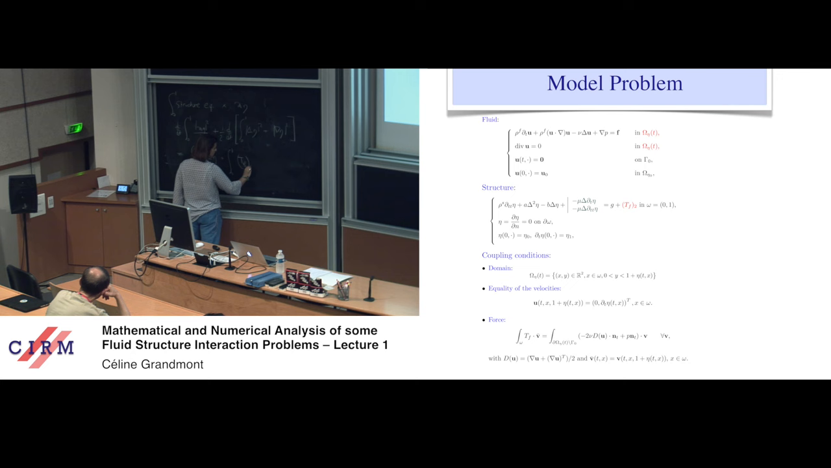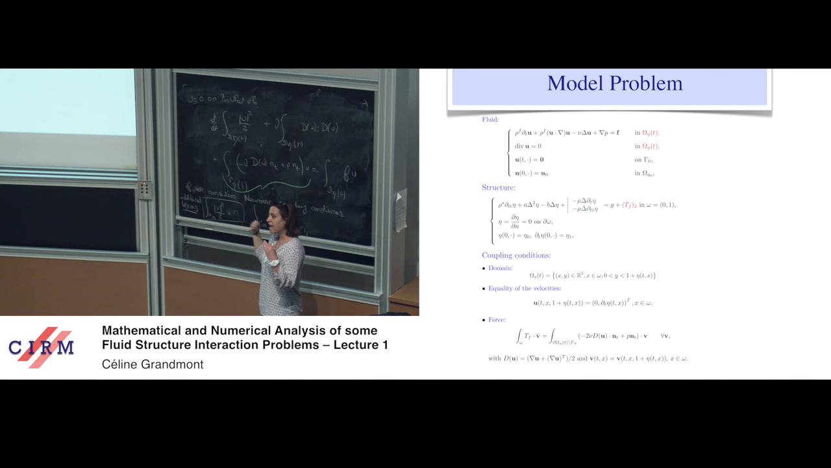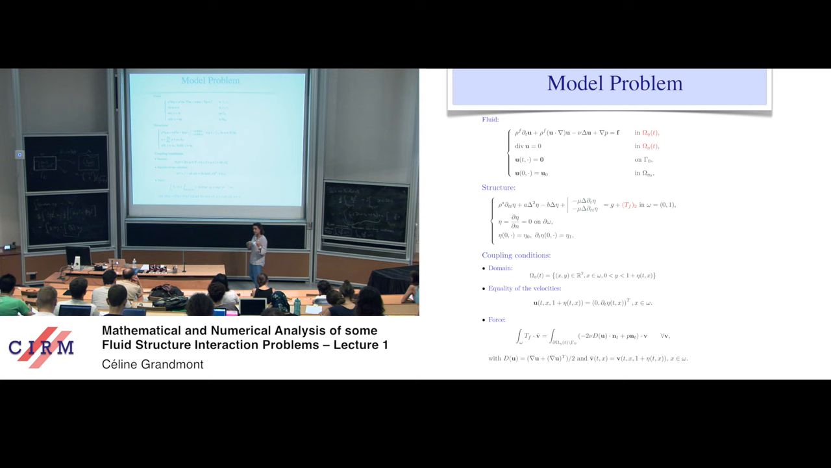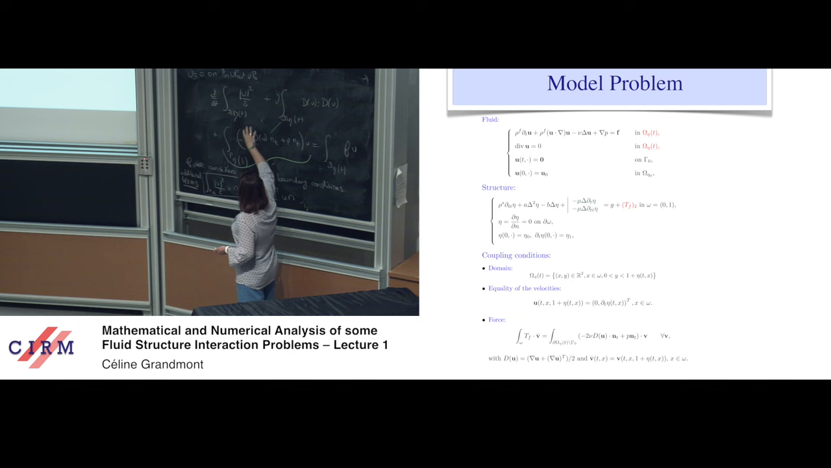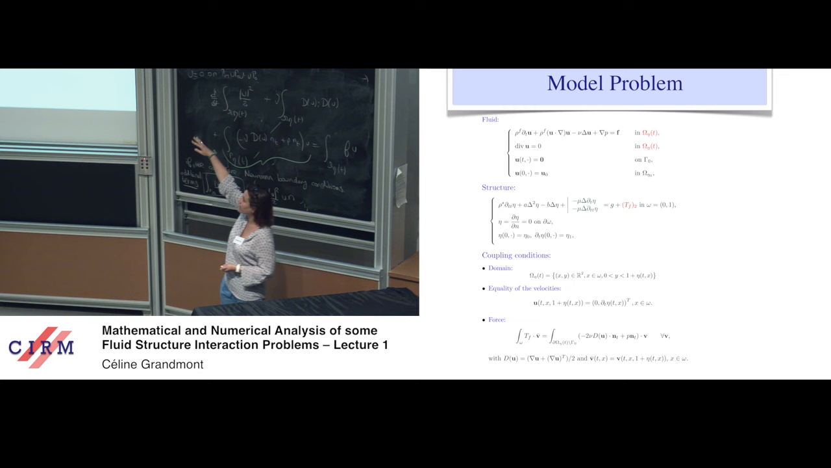And this term will exactly compensate the term coming from the fluid equation. So by adding the energy balance of the fluid and the energy balance of the structure, those two terms will cancel each other. Okay? And so what you will obtain is the time derivative of the fluid kinetic energy, the time derivative of the structure kinetic energy, plus the dissipation of the fluid, plus the time derivative of the elastic energy. So I skipped the dissipation term in the structure part. So I take mu equals zero.